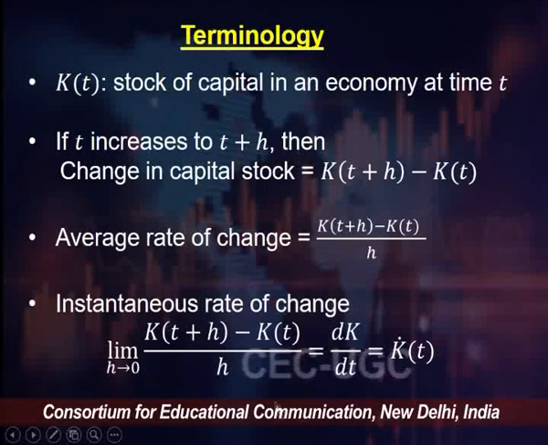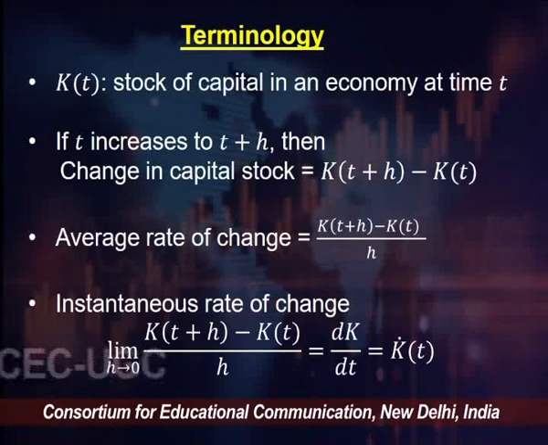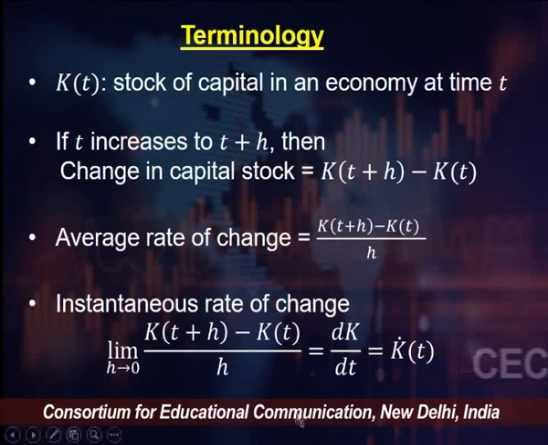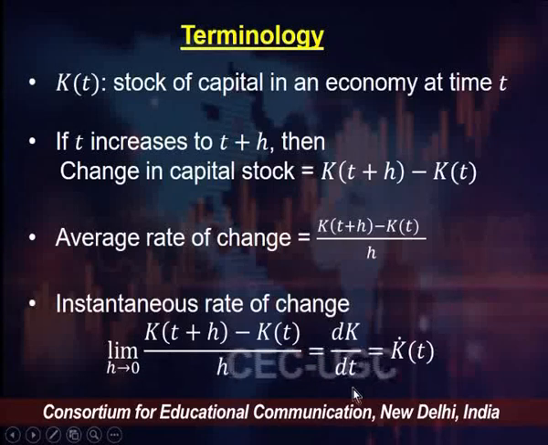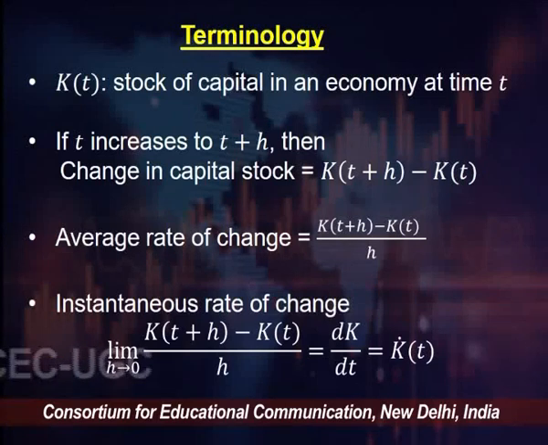So you take the limit of this ratio as h tends to 0. Basically, we are talking of just infinitesimally small increments in the time variable, and that then gives us the derivative of k with respect to t. And because it's a derivative with respect to time, we can also write dk by dt as k dot. So this instantaneous rate of change is nothing but the rate of change in the capital stock at time t.